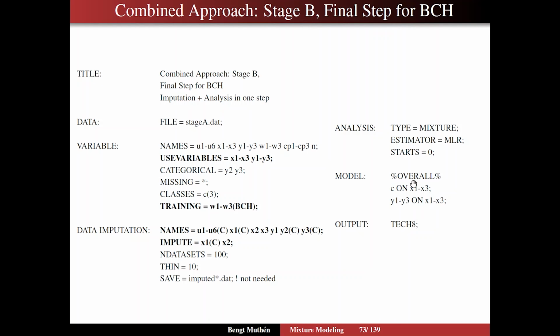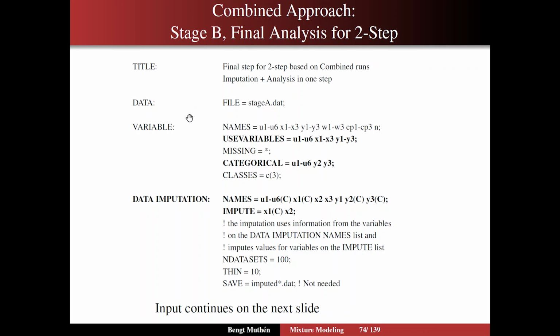So it's easy to switch from 3-step to BCH and also to 2-step. So in 2-step, we have, again, stage A data. The names list is the same. The use variable list changes. You have to remember to include the latent class indicators here, and they are declared as categorical. And the imputation is exactly the same as for 3-step and BCH.